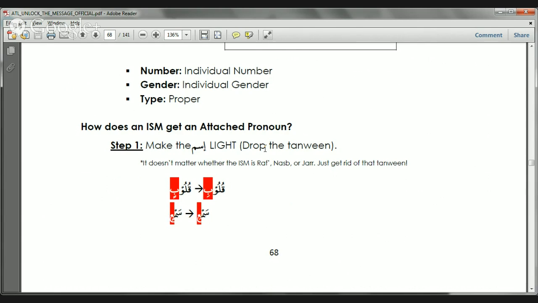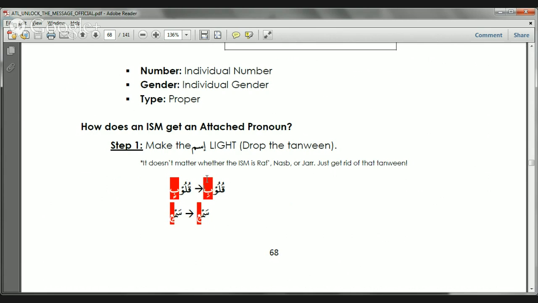Remember we went over that? And an ism being common means that it has tanween in singular form. So we don't add an alif lam unless we really want to or need to. But in this case, by default, an ism is common, right? So for example, I want to say a common ism, which has tanween, and I want to add an attached pronoun.